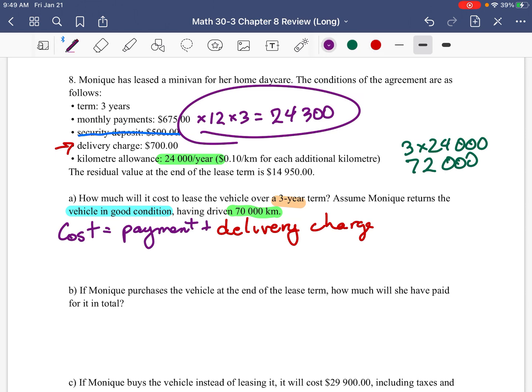So the payments was, we just said here, $24,300. And don't forget about the delivery charge, because they will get you for that. Oh, trust me, they will. So that should be 25,000 even, I hope. And check, 24,300 plus 700 is 25,000 even. All right. So when you get the test question, double check. Always check about the security deposit. Is it returned in good condition or not? And how far have they driven? Okay.